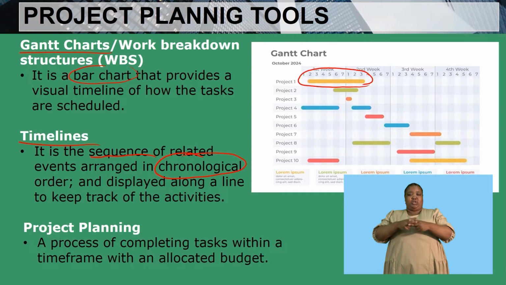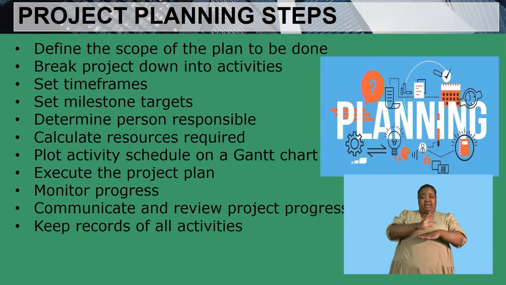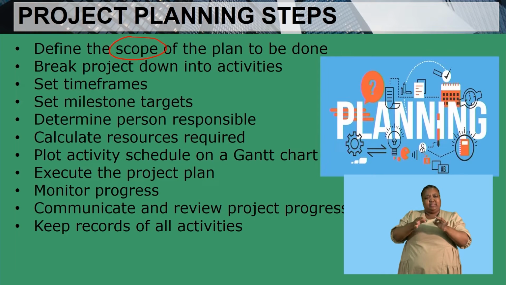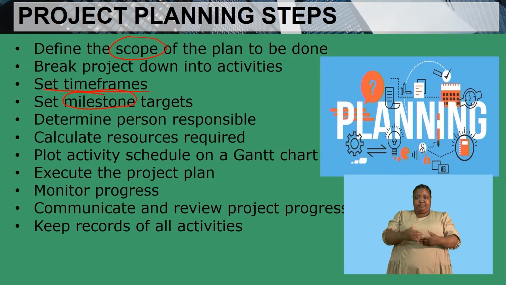Then you have project planning, which is simply a process of completing tasks within a time frame that you have set. Then let's look at the project planning steps. You need to first define the scope of the plan to be done. In simple terms, you are explaining what we are planning and why we are planning it. You will then set time frames and milestone targets. So in other words, when you are planning, you will be able to know that once I reach this goal, it means that I have achieved a milestone.